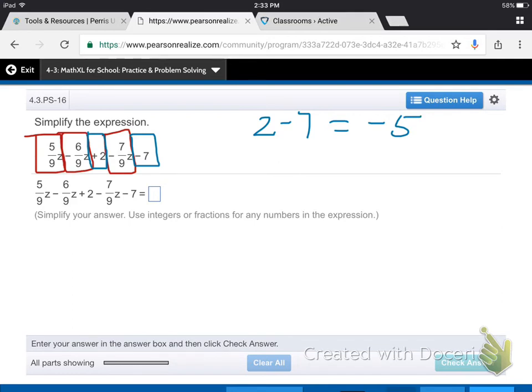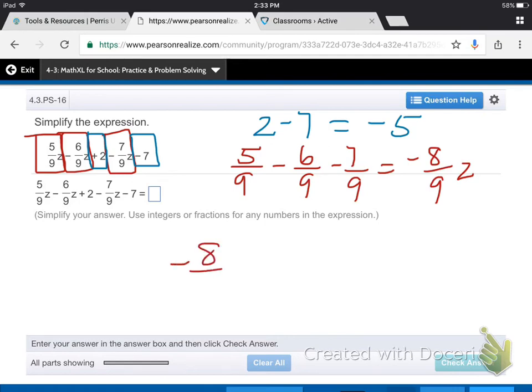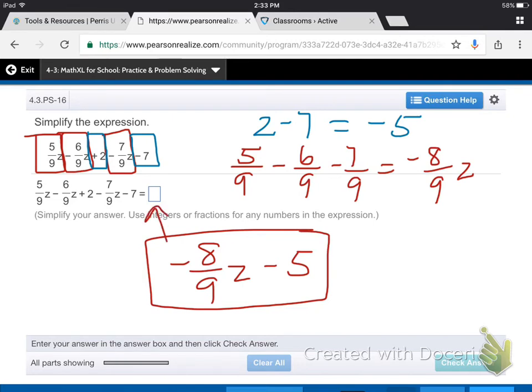Now let's do the red ones, a little bit harder. It looks hard, but actually it's pretty easy. We're going to take 5 over 9. We're going to subtract 6 over 9. And then we're going to subtract 7 over 9. Okay, so let's go through this. All the denominators are 9, so no problem. 5 take away 6 is negative 1, and negative 1 minus 7, since they're both negative, you add them, and that's negative 8 over 9. And don't forget, that's our z term. So our final answer is negative 8 over 9 z minus 5. That's what we have left, no like terms, and so we can put our answer right in there.